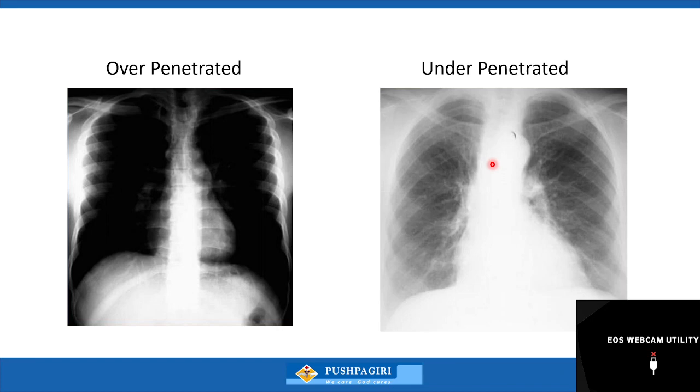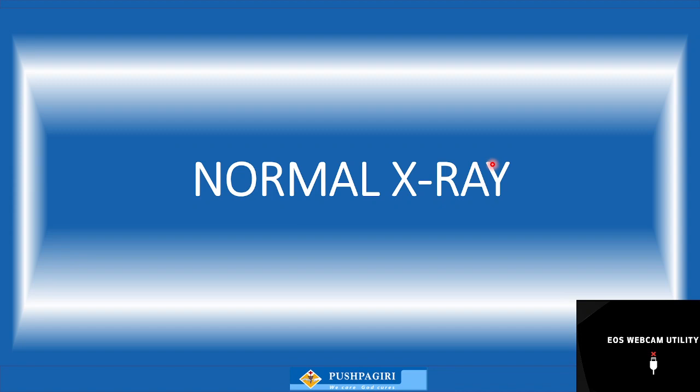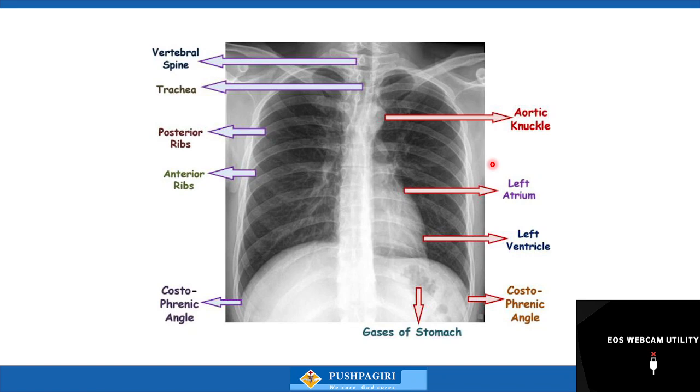So now we'll come to a normal X-ray. That was the technical aspect, the right protocol which you have to look at initially. Now we'll come to the normal X-ray. You'll be knowing the parts of a normal X-ray: gastric shadow, the cardiophrenic angle, the costophrenic angle, left heart border, right heart border.